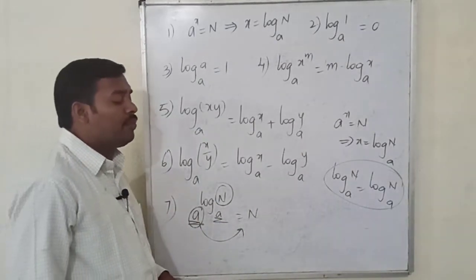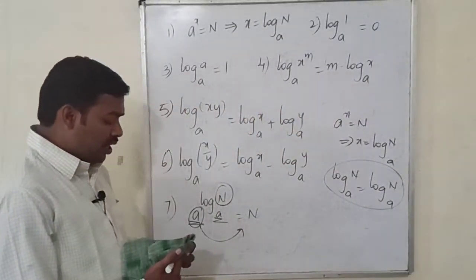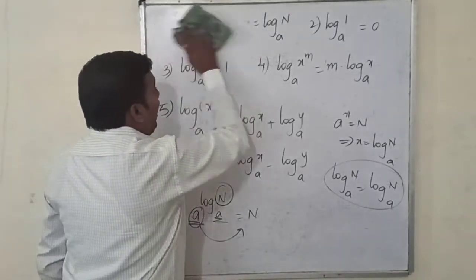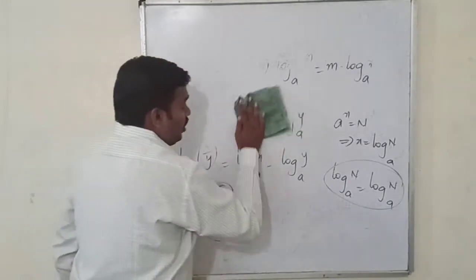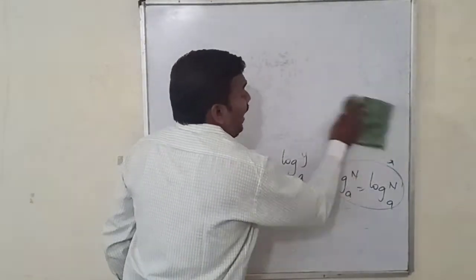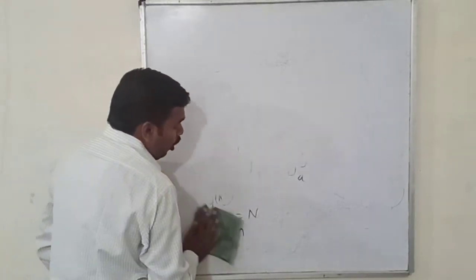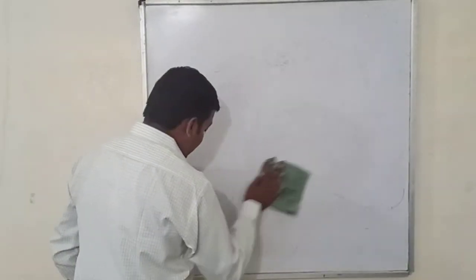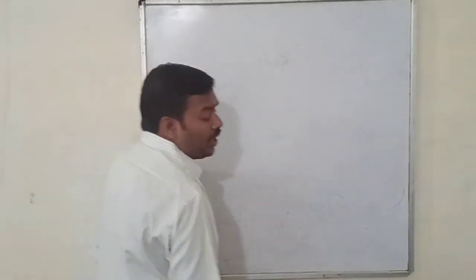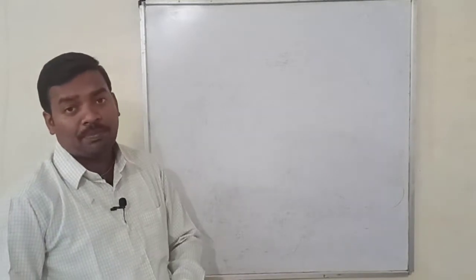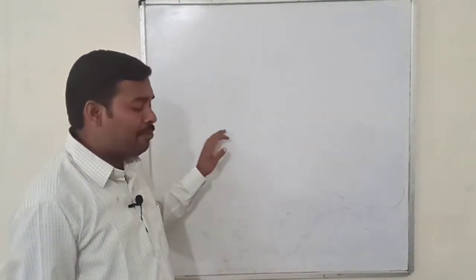These are the 7 formulas we are going to use in problem solving of logarithms. Let's go for 2 examples in this class and let's conclude the class. You have to solve the examples which are given in the textbook and the problems from the exercise. Along with that, you can solve some more problems from the previous model papers, previous examination papers, so that it will be easy for you to score good marks in your final examination.